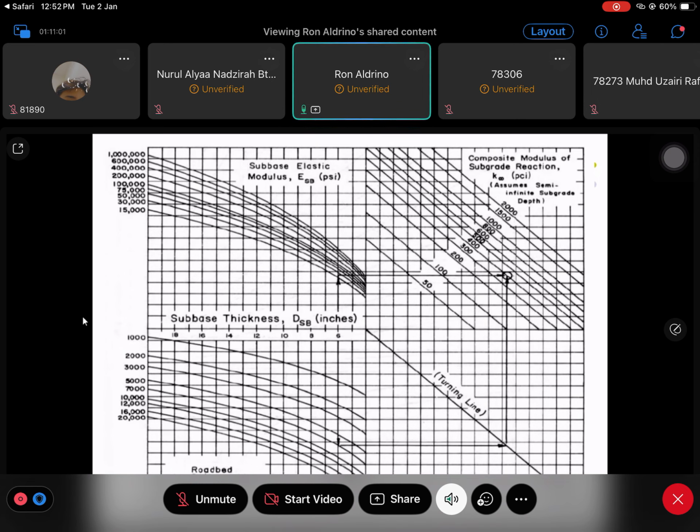Okay. So this is where you do the assumption of your subbase thickness, and then you check what is your roadbed soil resilient modulus, and your subbase elastic modulus, as well as your composite modulus of subgrade reaction.